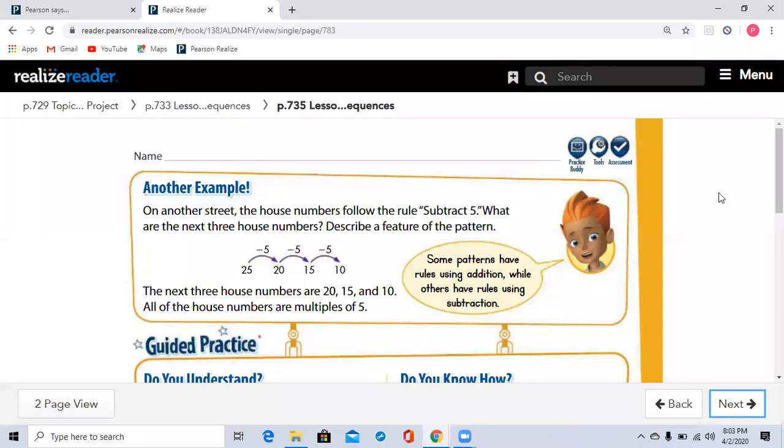In another example, we can see that another street's house numbers follow the rule of subtracting 5. What are the next 3 house numbers? Describe a feature of this pattern.